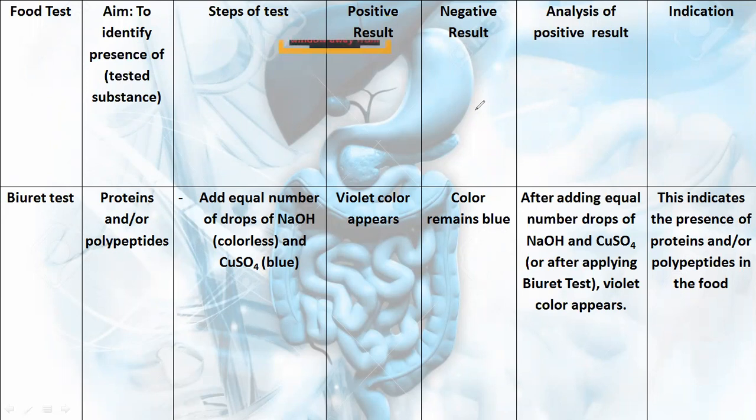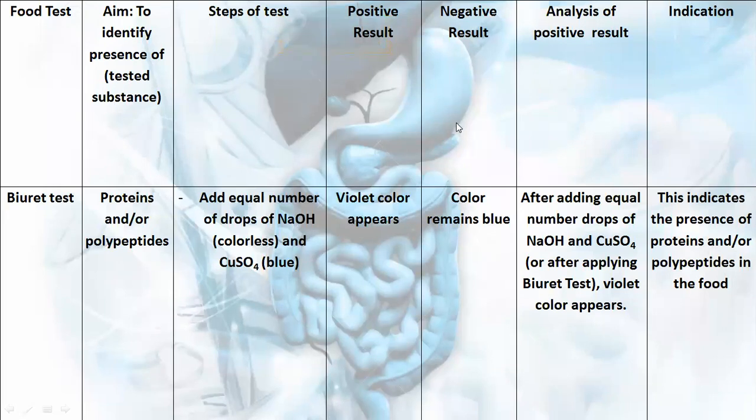There was no change in color, and the color remains blue. This indicates that there was an absence of proteins and or peptides in the food. Okay, so here we did the analysis. Thank you, Celine. So here we did the analysis for the negative result.